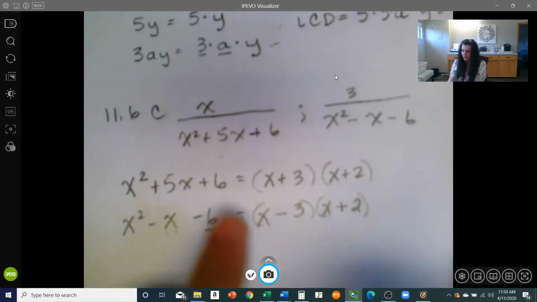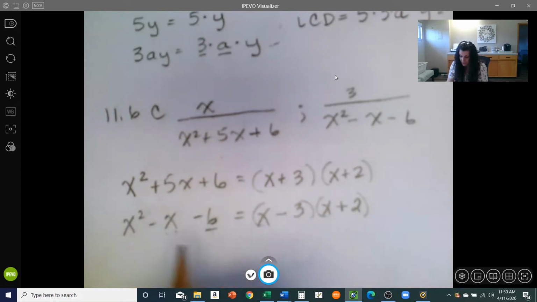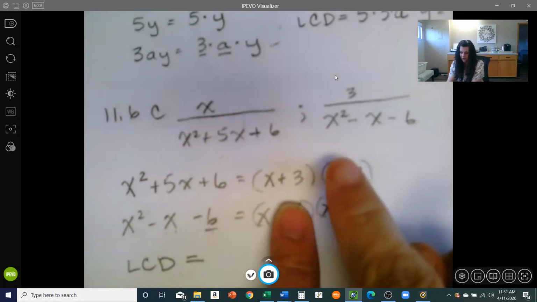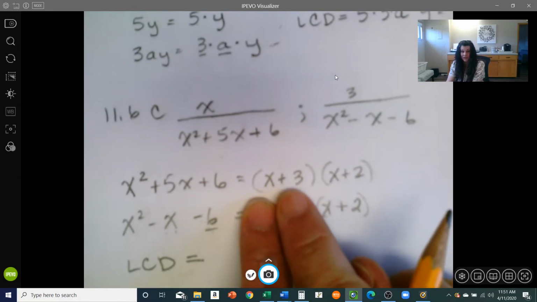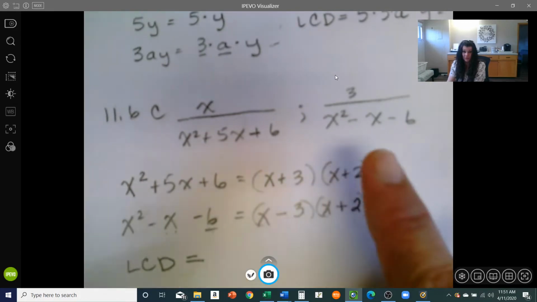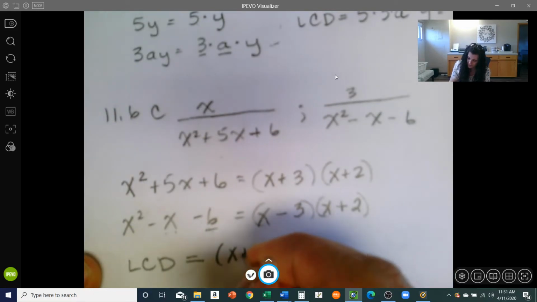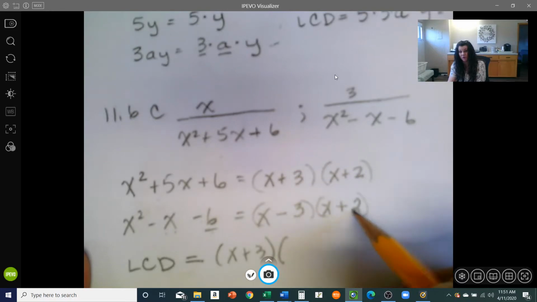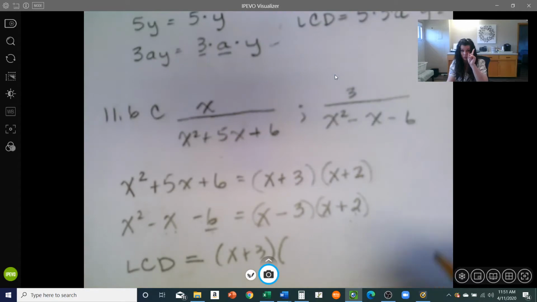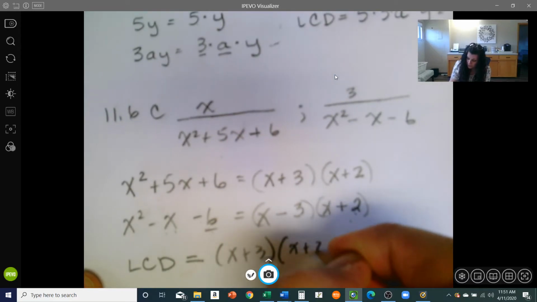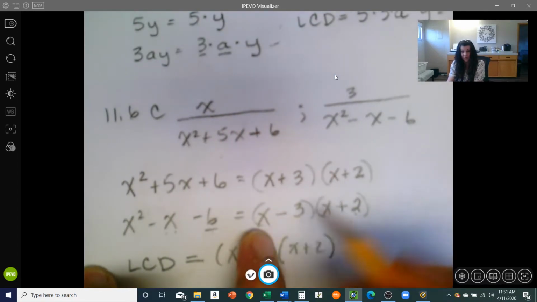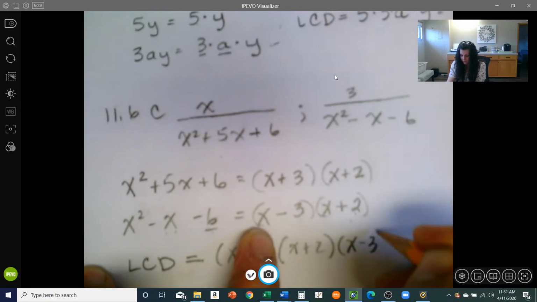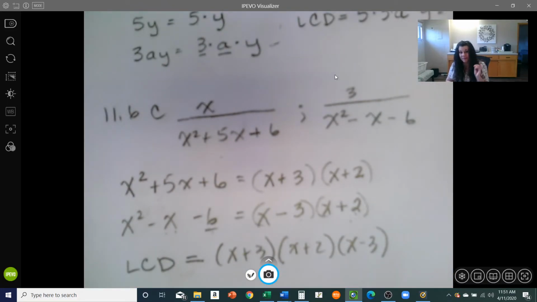Okay, so I need a common denominator now, my least common denominator. So I look here, okay, the most x plus 3's that show up is 1. So I have x plus 3. The most x plus 2's that show up is 1. There's 1 here and there's 1 here. So the most that show up in either one is 1 x plus 2. Okay. And then I have 1 x minus 3. So that's how I get the least common denominator.